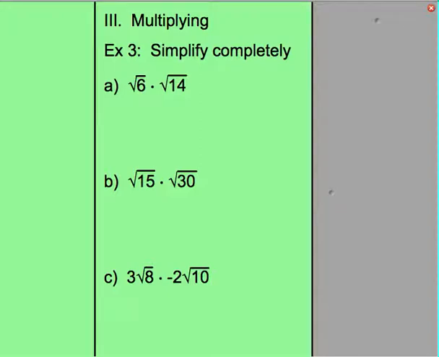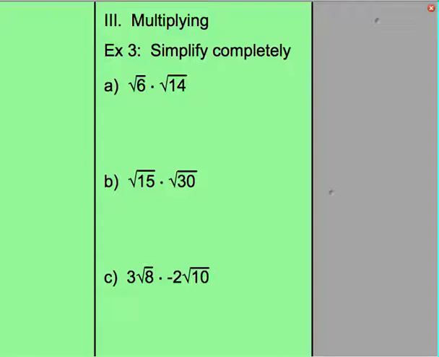Now we're going to take a look at how to multiply radicals. Now there's a couple of different options for these. One is to just multiply the numbers under the radical and then simplify. I like to keep my numbers as small as possible, so I actually simplify before I multiply.